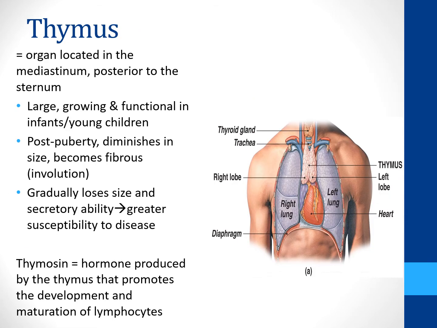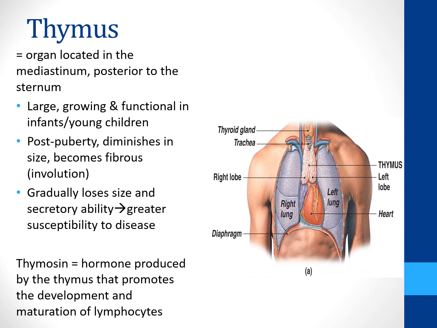The thymus is an organ located in the mediastinum. You can see that it's superior to the heart, between the lungs, and it's posterior to the sternum. It's got two lobes, so it has a left lobe and a right lobe. And it has septa, which are fibrous partitions that divide those lobes into little lobules. So you can see how it looks like it's globular.